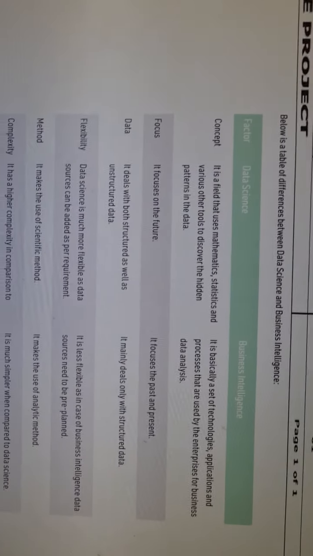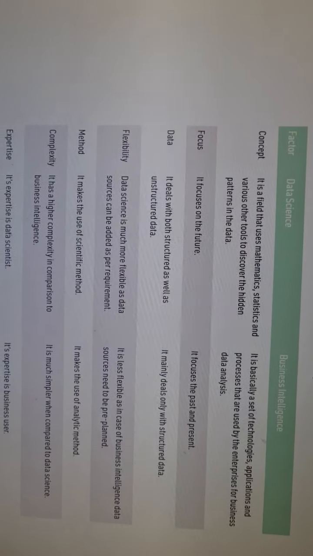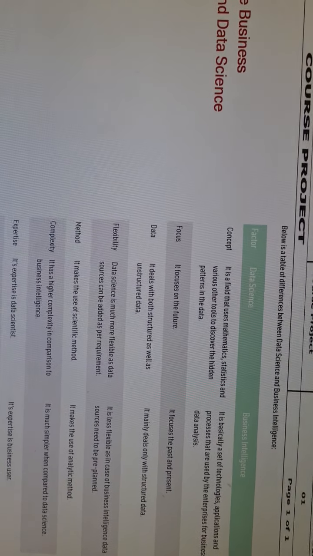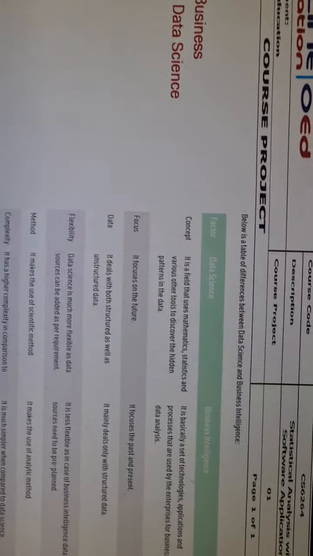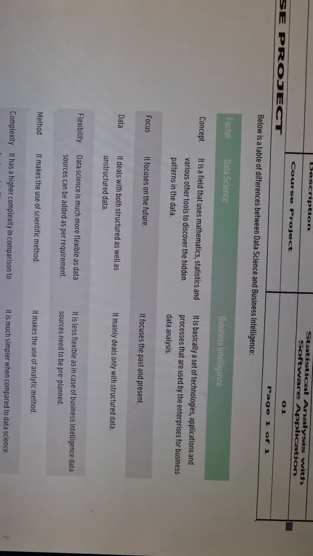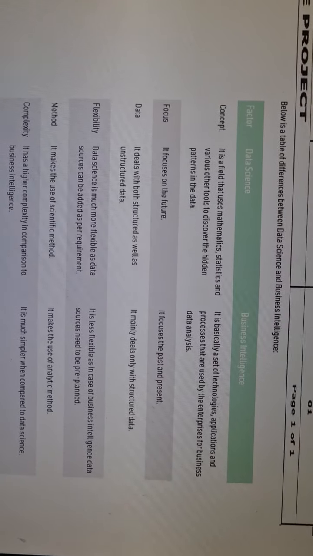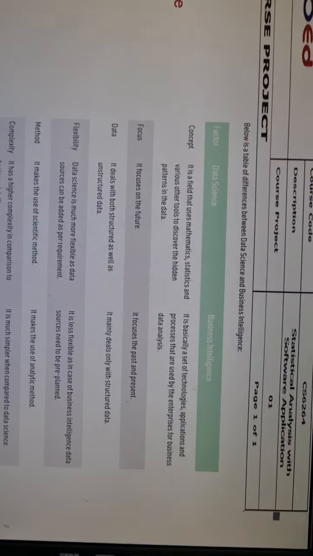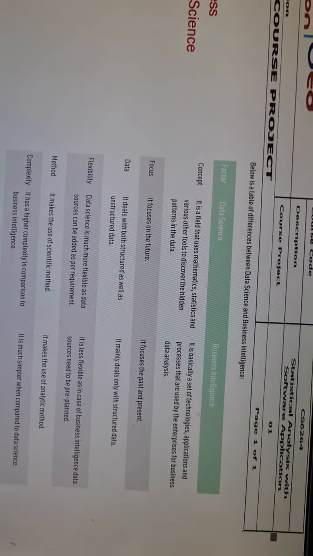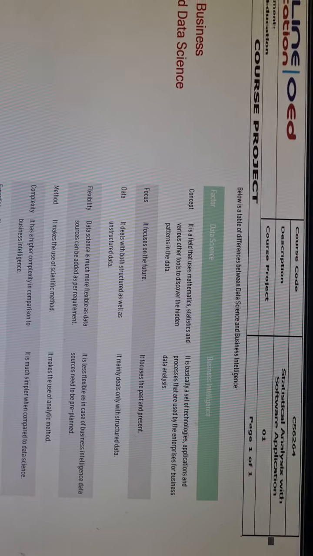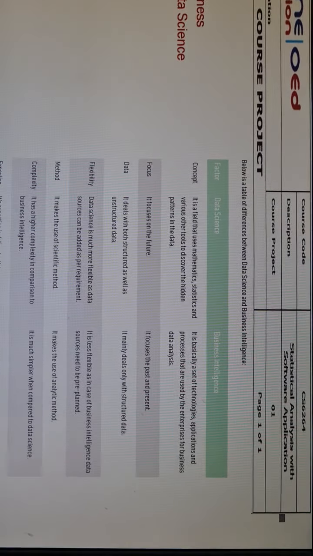So here, based on our research, it has been divided by factor: data science and business intelligence. Based on the factor of concept, data science is the field that uses mathematics, statistics, and various other tools to discover the hidden patterns in the data, while business intelligence is basically a set of technologies, applications, and processes that are used in enterprises for business analysis. Then focus: data science focuses on the future, while business intelligence focuses on the past and present.